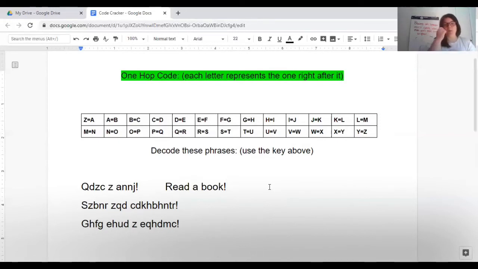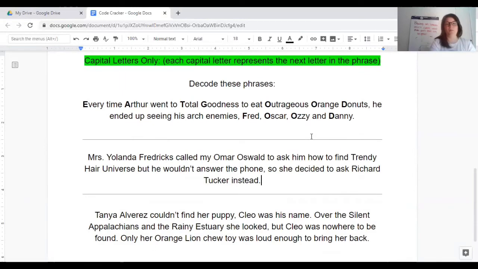Good job. So I've given you 2 more secret phrases here that I want you to try and decode. You can either pause the video now and write those down, or I'm going to attach this Google document in Google Classroom so you'll be able to go in and see these as well. It's up to you. Our second code is called capital letters only.